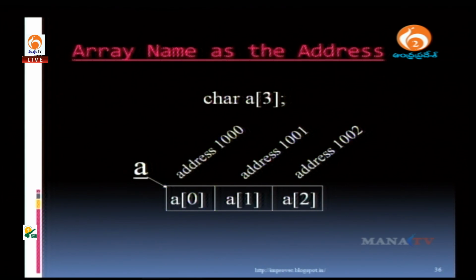Here, char A of 3, I declared one character array. A is an array of type character. The size is 3, and each element occupies 1 byte of memory. So the total size of this array is 3 bytes. A of 0 is treated as the base address.